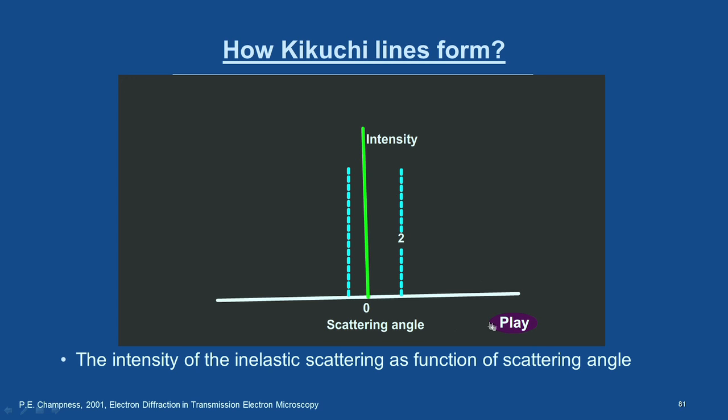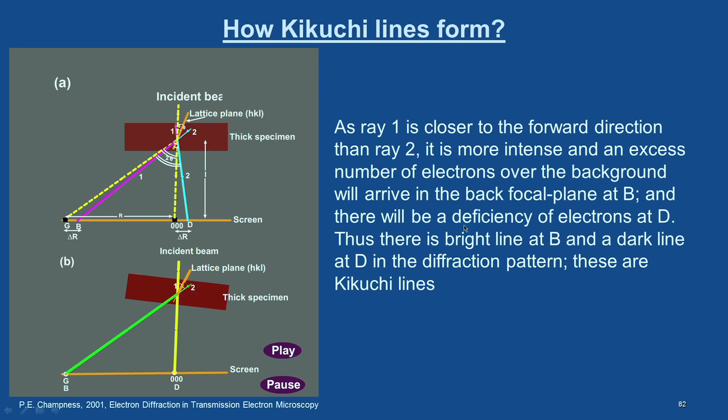So, this is the intensity of the inelastic scattering as a function of scattering angle. What I have just shown here are two lines, this is reference 1 and this is reference 2. Let us consider these two rays. Compared to ray 2, ray 1 has a forward scattering. In fact, you can see that the intensity of ray 1 is much higher compared to the intensity of ray 2. Keep this in mind, then we will look at the next animation to understand this better.